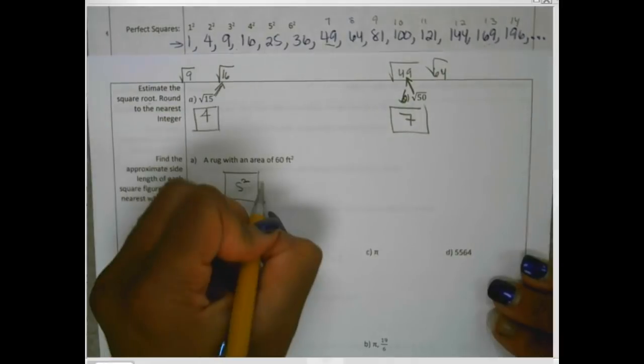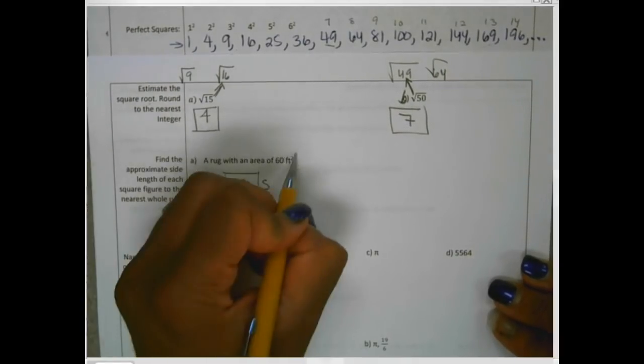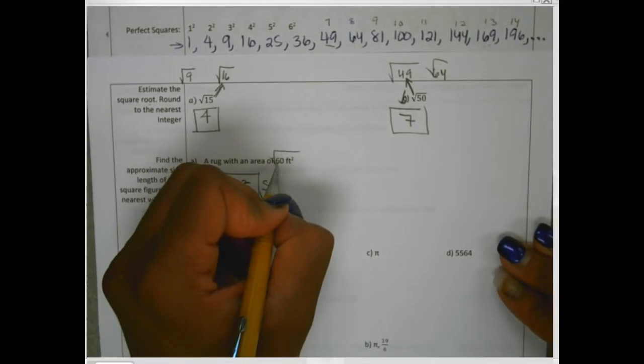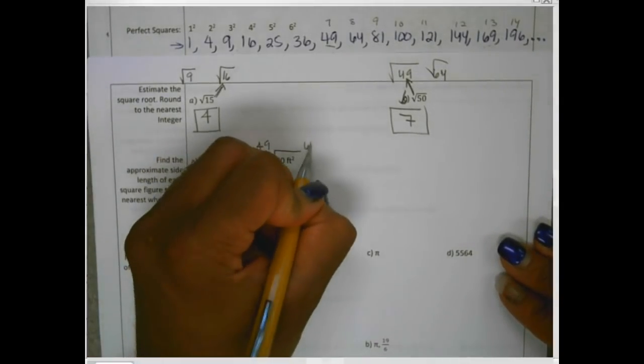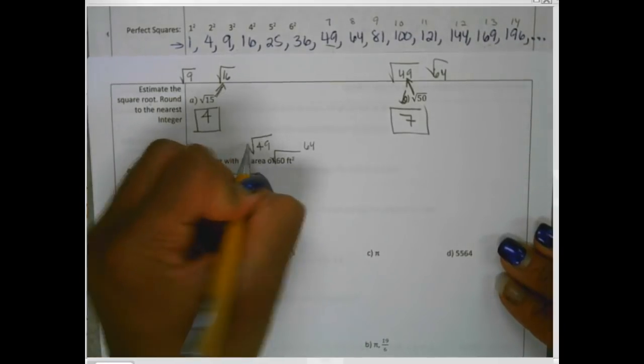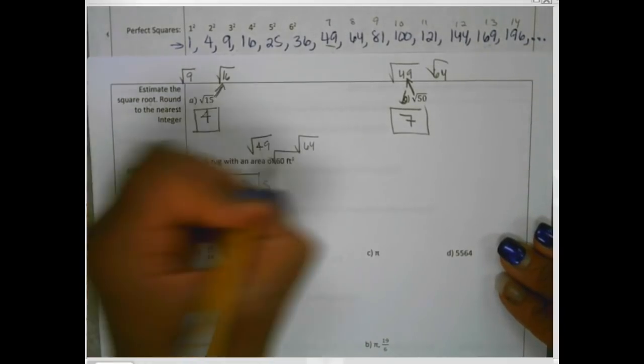Okay, find the approximate side length of the square figure to the nearest whole unit. Nearest whole unit makes me feel like I'm going to be doing kind of the same thing. So this is a square. We know that the area is equal to the side squared. And I want to know, well, what's the side? And if I want to find just the side, that means I just want to know what the square root is about. So that square root of 60 is between which two numbers? It's between 49 and 64. Then you ask yourself, which one is it closest to? 64.